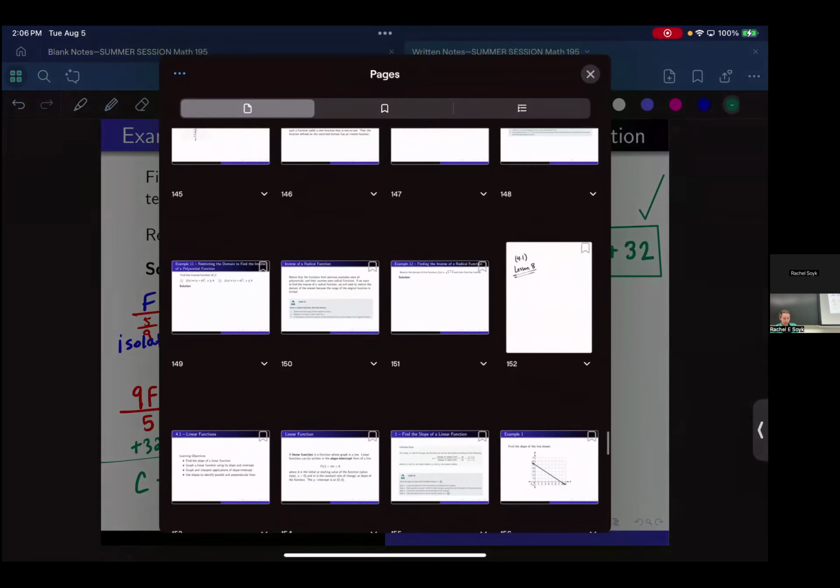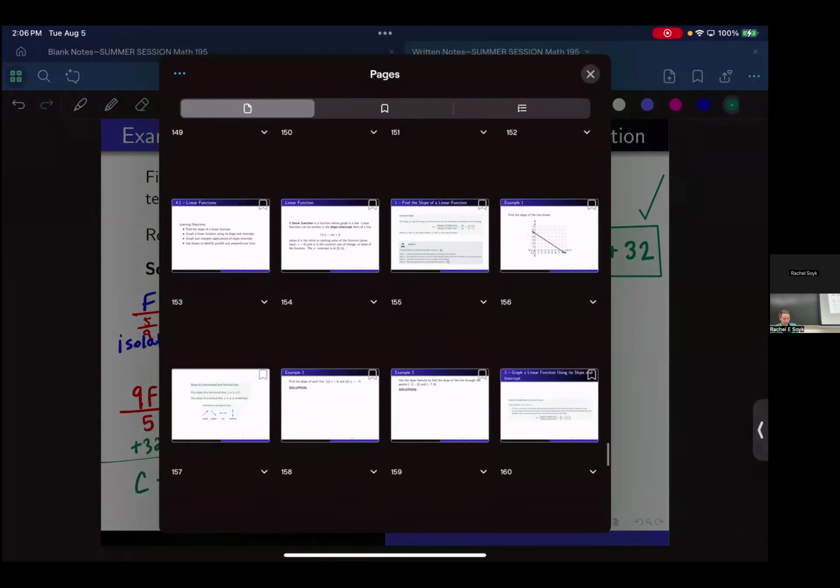About 8 more slides for this section. This section is quite long, actually.